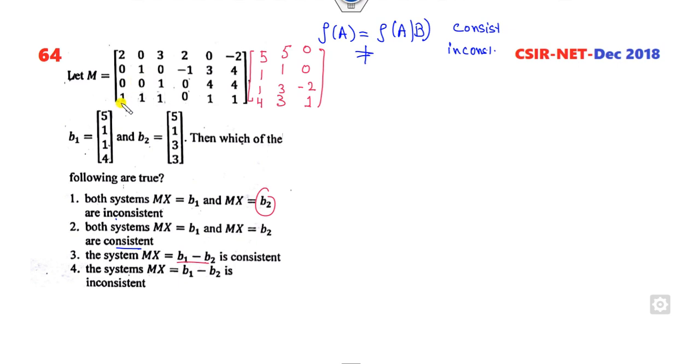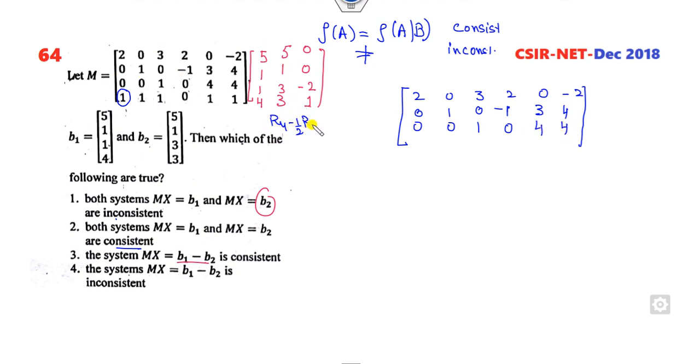Fine. Now what you can do, I can make this as a 0. So 2, 0, 3, 2, 0, minus 2. This is my A. So this is my 0, 0, 1, 0, 0, 1, minus 1, 0, 3, 4, 4, 4. So how can you make them? I can take R4 minus half of R1. So 2 minus 0 is 0. 0 is 1. 1 minus 3 by 2 is minus half. 0 is minus 1. 0 remains 1, it is half, and plus 1 is 2.